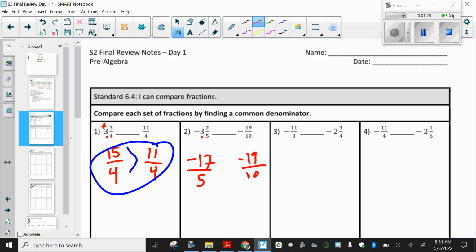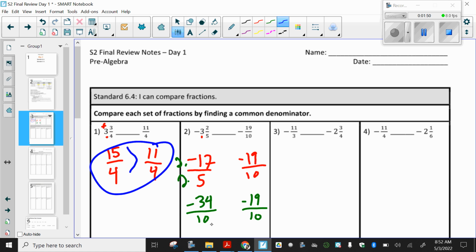We have to ask ourselves, do our bottom numbers match? No. Bottom numbers don't match. So we have to ask ourselves the next question. You guys remember, when can I turn one into the other? Well, yeah, I can turn 5 into 10 by multiplying by 2. So let's do that. Times 2, times 2. So on this side, 2 times negative 17 makes negative 34. 2 times 5 makes 10. On this side, it's already 10, so I'm just going to rewrite it.